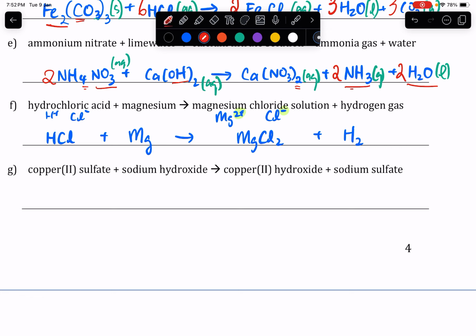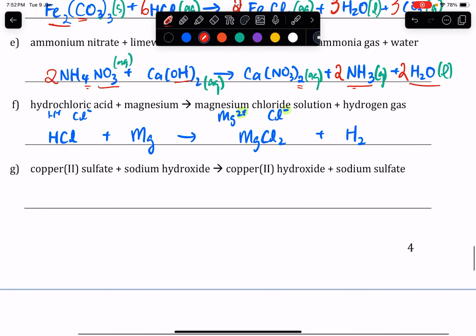Okay, let's look at metals first. Mg, settled. Then let's look at chloride ion, Cl. Cl got 2 here. So how? Times 2 here. Then let's look at H, 2H on the left hand side, 2H on the right hand side. Great. So this one, done.